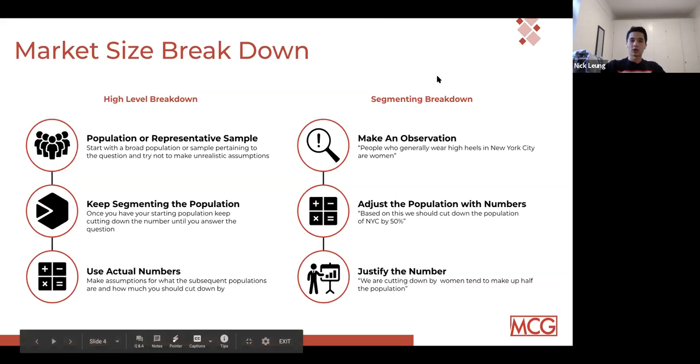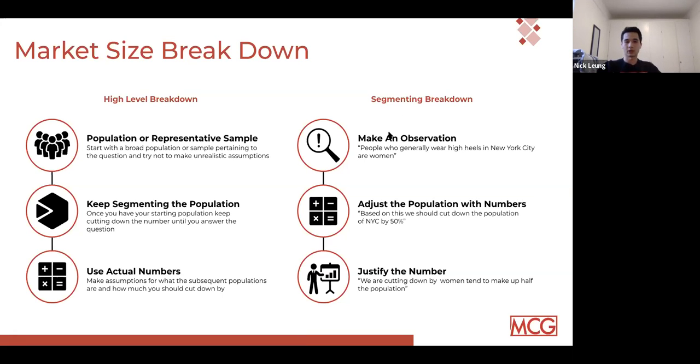Great. So I want to go into a little bit more into segmentation because I don't think it was as clear as it could be in the last presentation. So when you're segmenting the population down, these are the 3 steps you need to take.